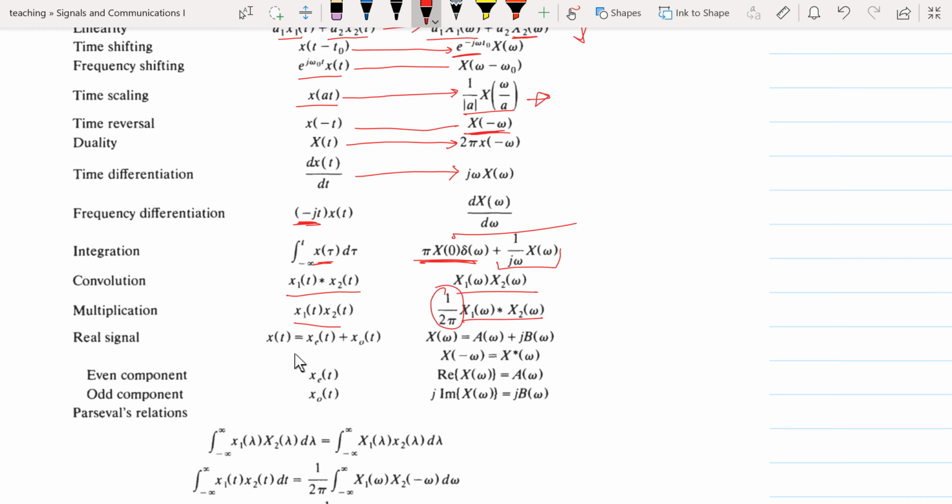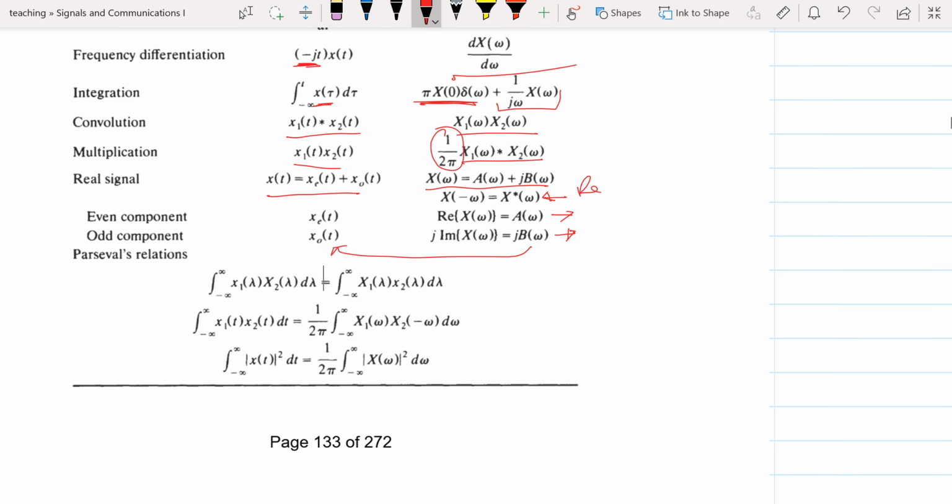Last but not least, if you have a real signal that has an even and odd component, then you can transform your signal and identify that the real part gives you the Fourier transform of your even function in the time domain, and the imaginary component gives you the Fourier transform of your odd component in the time domain. And finally, we talked about Parseval's relation, which gives us the amount of energy contained in a signal, which can be evaluated over all the frequencies over which the spectral components of the signal span.